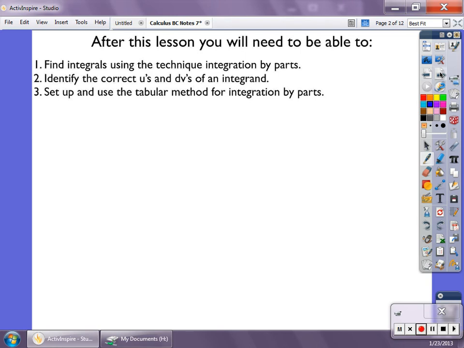So we need to find integrals using the technique integration by parts. We're going to identify the correct u's and dv's of an integrand, and you've got to set up and use the tabular method for integration by parts. Now the tabular method is not tested on your AP exam, but you are allowed to use it, and it's going to save you a lot of time if you know what you're doing.